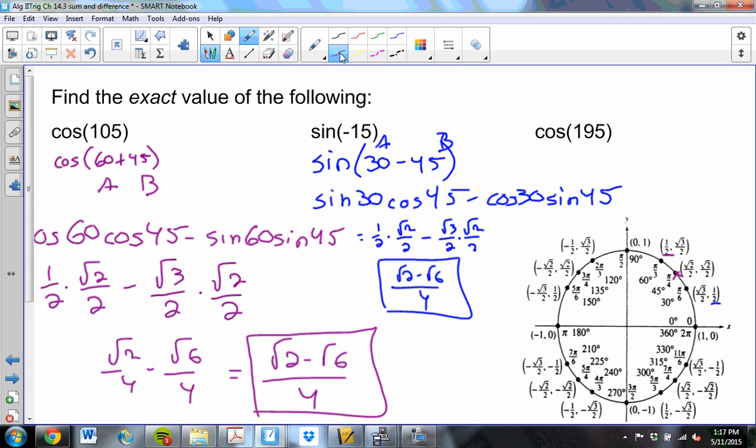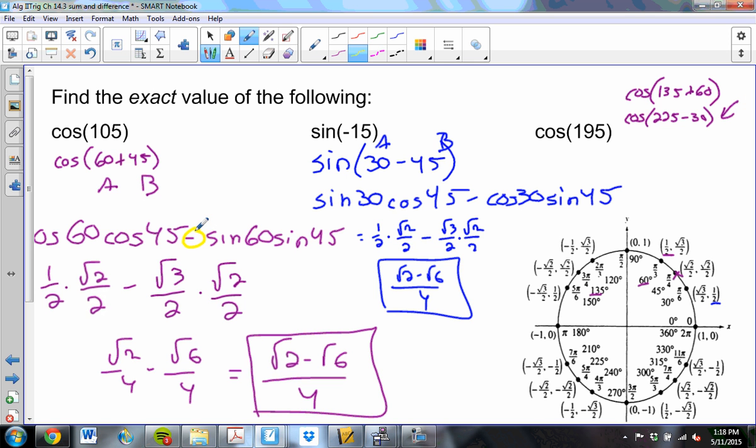Cosine 195. Well, how am I going to get to 195? I could do 135 and 60. I could do 225 minus 30. One of those would be a sum, and one of those would be a difference angle. Doesn't really matter which one you pick. There's probably a bunch of ways for me to get to cosine of 195. I've already done a cosine addition, so I'll do a cosine subtraction just to keep it kind of interesting. I'll do this one.